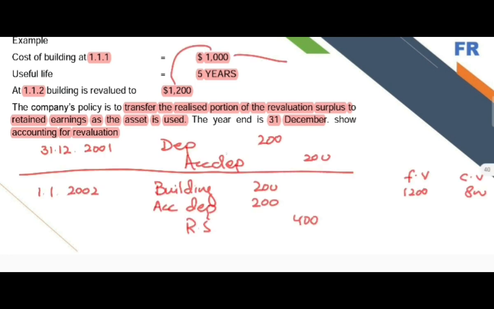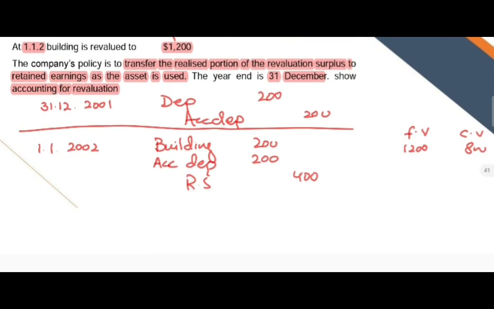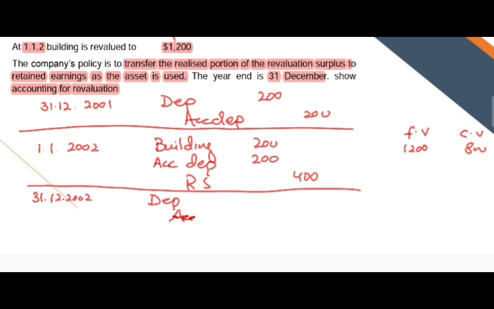Now, as the company has a policy of transferring revaluation surplus to retained earnings as the asset is used, meaning every year, we need to record this by passing an entry on 31st December 2002. First, you need to depreciate that asset, and the depreciation after revaluation would be recorded by passing the same entry, depreciation to accumulated depreciation.